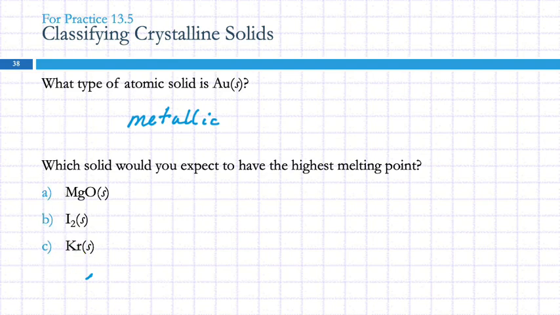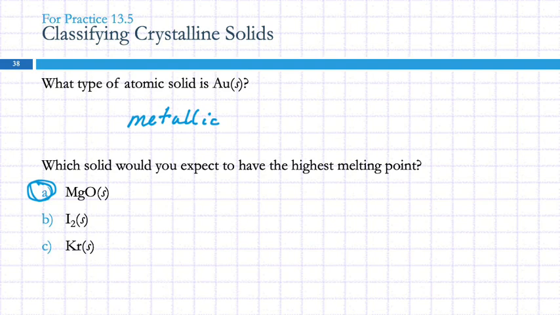And then what about this guy? That's just an atom, right? Could be dispersion forces. Dispersion forces also, right? So this is an ionic solid, this is a molecular solid, and this is an atomic non-bonding solid. So we would expect the ionic compound to have by far the highest melting point.